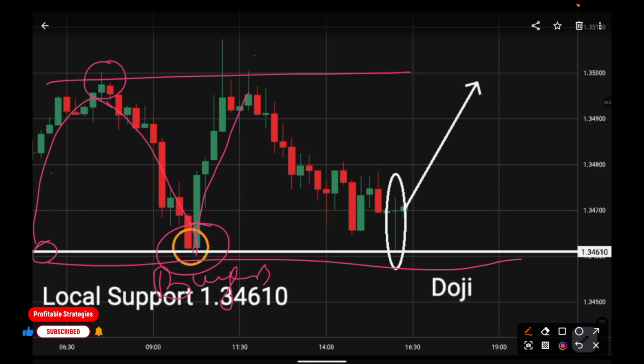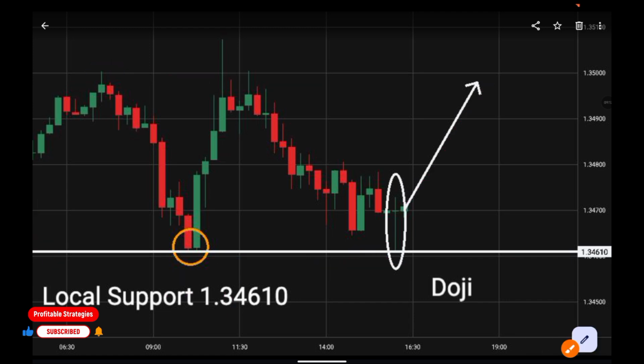At this resistance as well, there are sellers. Sellers push the price down back to the support. And the buyers are here also. And then they push the price up, and then this doji is formed. Look at the doji formed here. Now look at the long leg. It shows that the buyers here are very, very strong. So the next candlestick will determine whether the price will really go up.